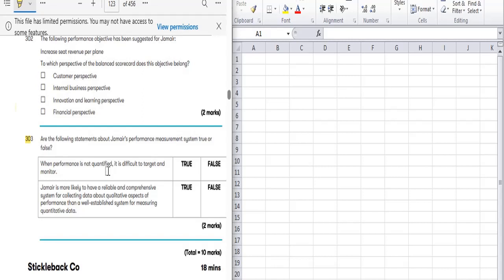And the next, Jammer company is more likely to have a reliable and comprehensive system for collecting data about the qualitative aspect of the performance than the well-established system of measuring the quantitative data. So basically this sentence is talking about the vice versa. It means the sentence should be like this: Jammer is more likely to have a reliable and comprehensive system for collecting data about the quantitative aspect, but it told about the qualitative. It's quite difficult to measure the qualitative performance of the organization, so this statement is false.